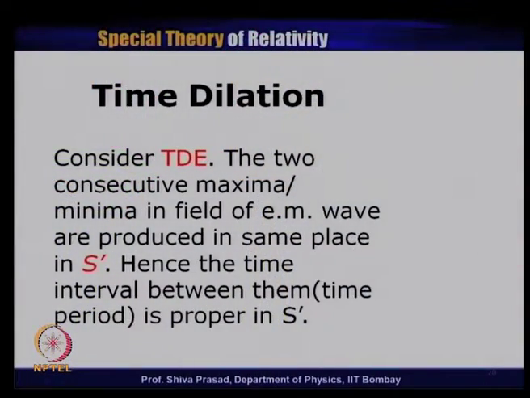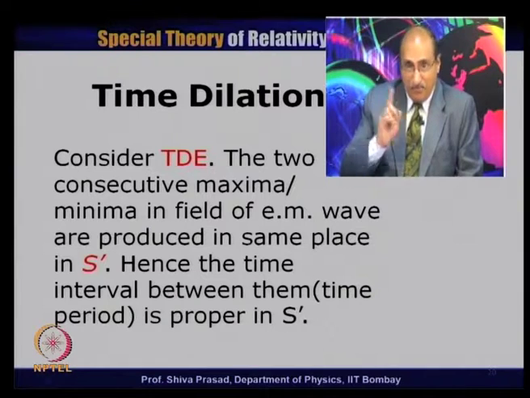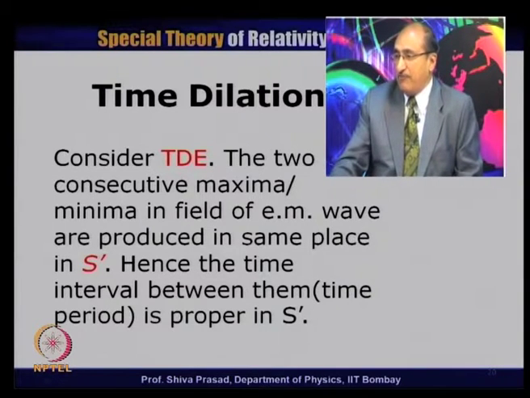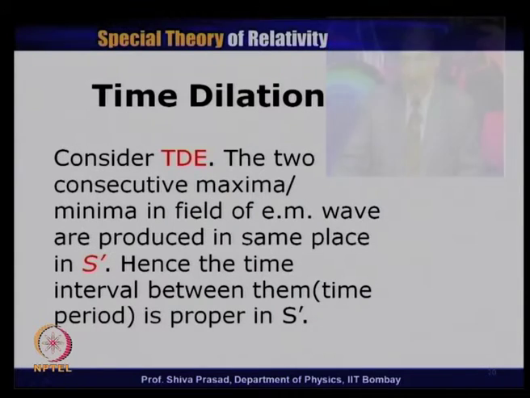Consider the transverse Doppler effect. The two consecutive maximum and minimum in the field of the electromagnetic wave are produced at the same place in S prime. Hence, the time interval between them, which we call the time period, is proper in the S prime frame of reference. And therefore, in the S frame, it will be dilated.